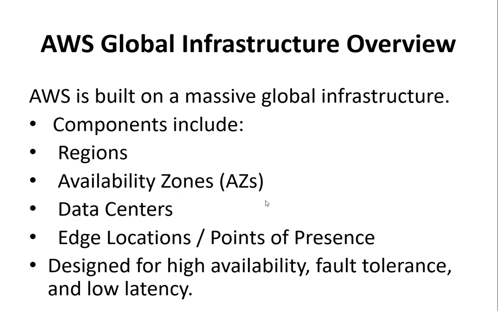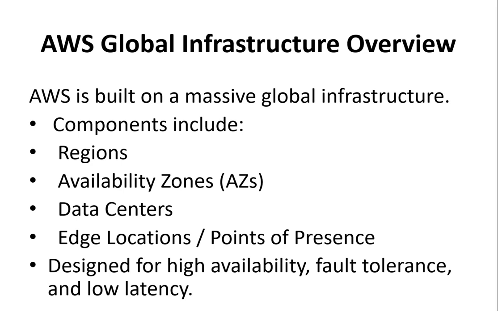Now, the next slide. This slide is about the AWS Global Infrastructure Overview. AWS isn't just about a cloud floating in the sky. It's a vast network of real physical infrastructure spread across the globe. It includes regions, AZs, which are availability zones, data centers, and edge locations. These components make AWS highly reliable, secure, and fast. This setup helps companies build applications that are resilient, fast, and always available, even during failures or disasters.